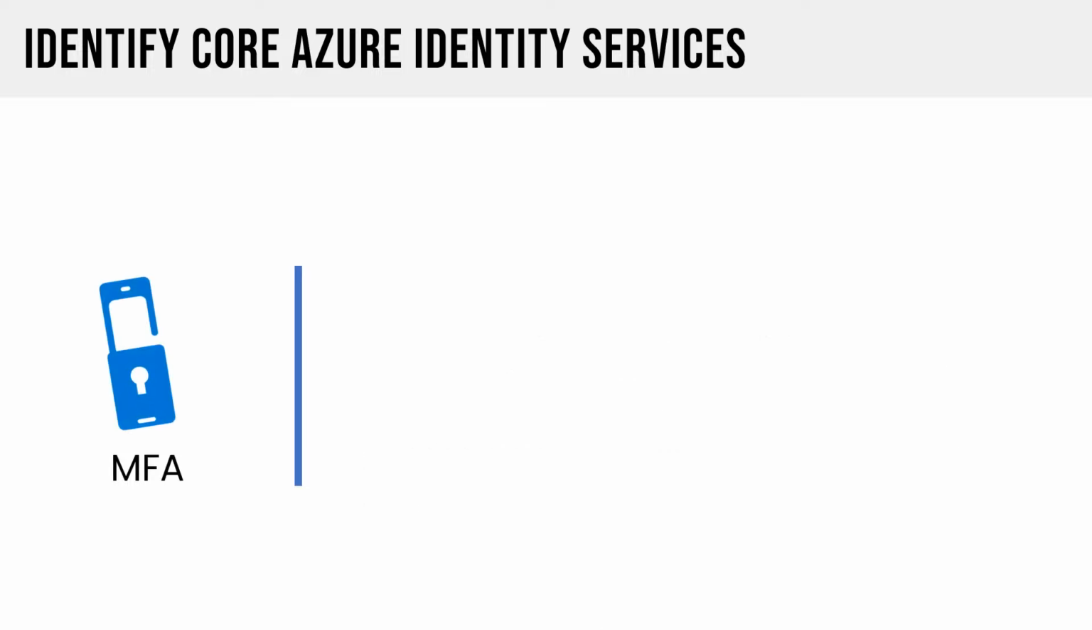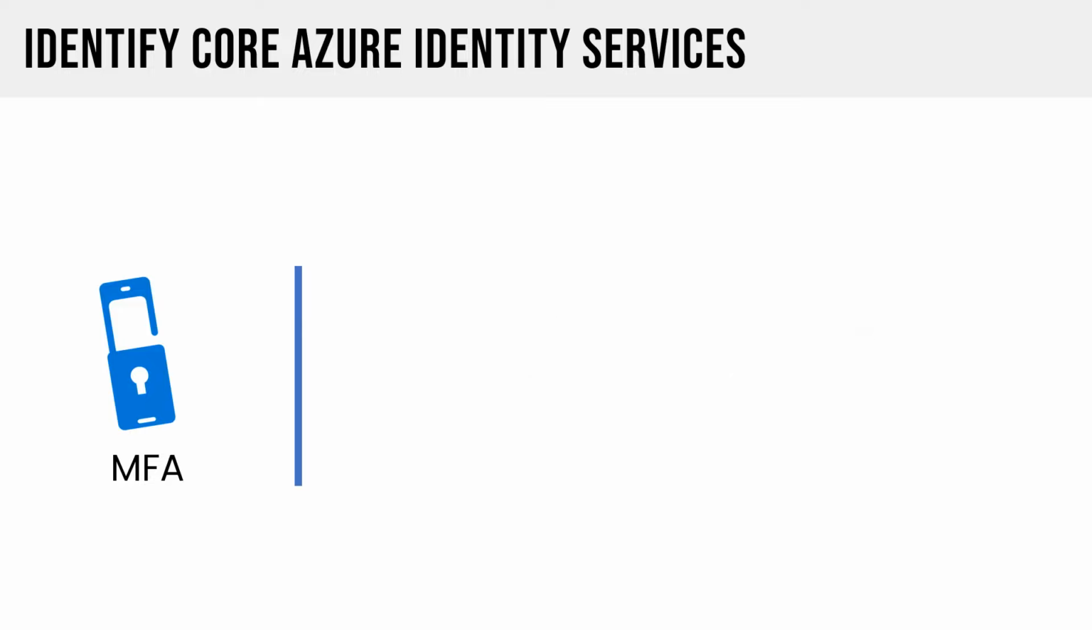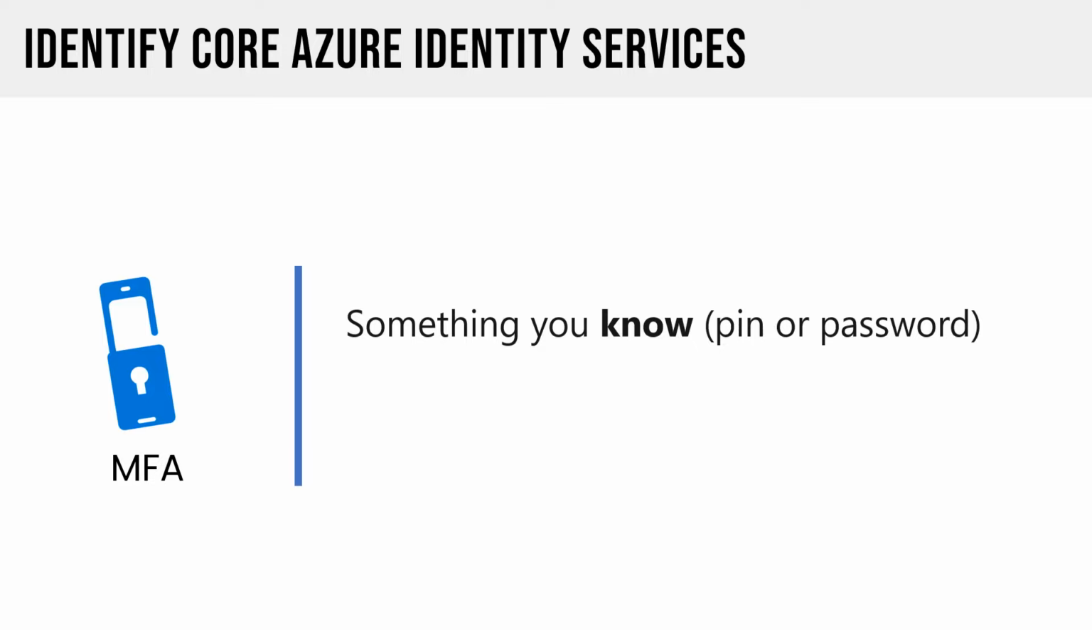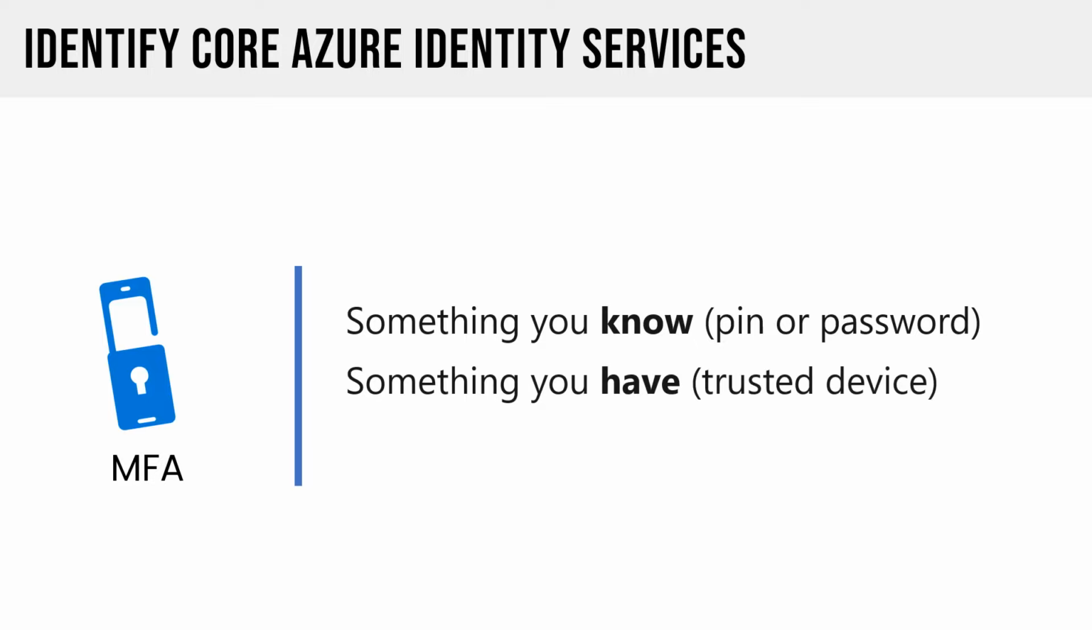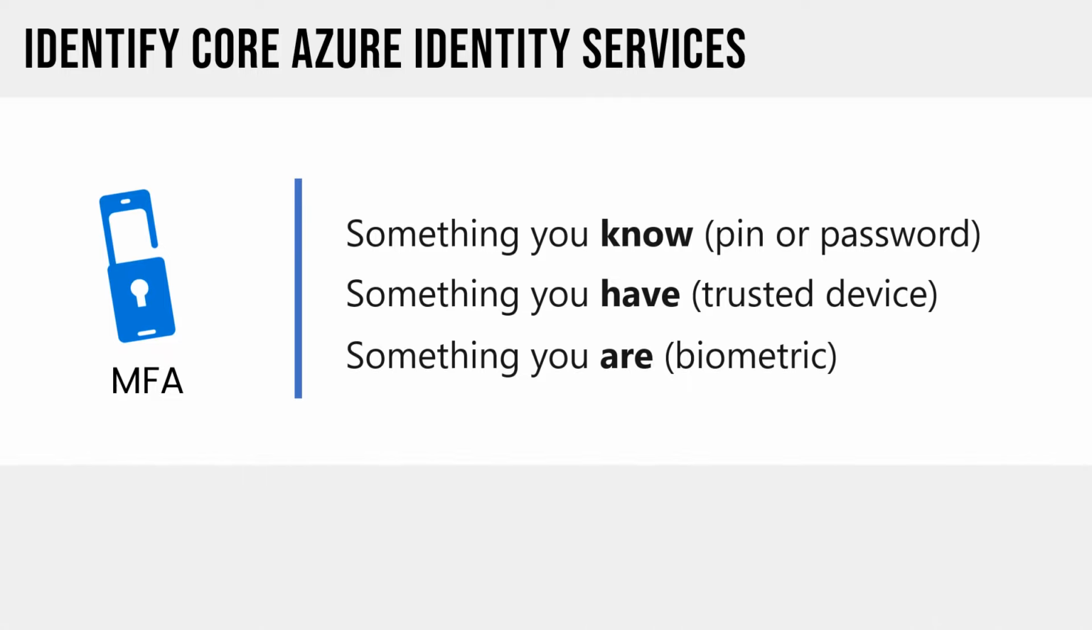So let's talk multi-factor authentication, or MFA. So Azure AD MFA works by requiring two or more of the following authentication methods. In fact, first let's step back and just talk about MFA at a high level. So MFA consists of something you know, like a PIN or a password, something you have, like a trusted device, like your mobile phone managed by the company, for example, and something you are, like biometric, like your fingerprint.